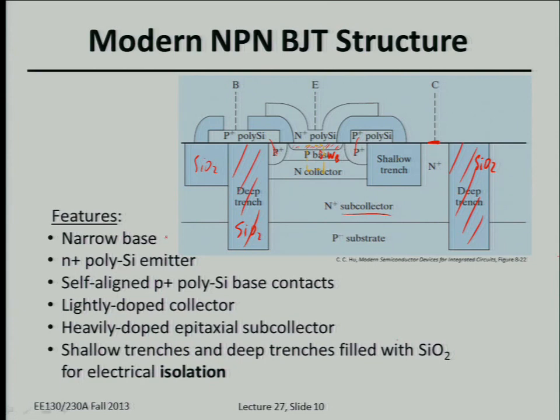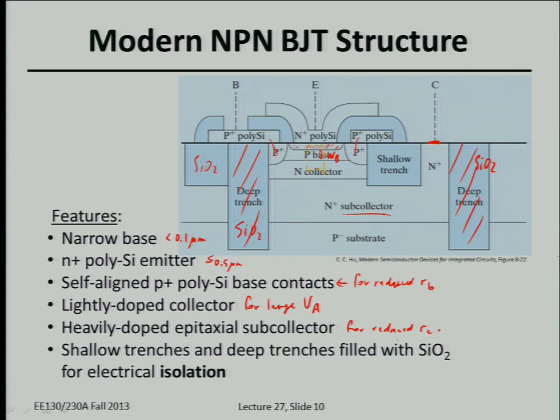Okay, so let me just put in some numbers here. The base is typically less than 0.1 micron. The emitter might be on the order of less than 0.5 micron thick. And these self-aligned contacts are for reduced base resistance, so let's call it R sub B. A lightly doped collector is for large Early voltage, to minimize the base width modulation effect. The heavily doped epitaxial subcollector is for reduced collector resistance, and that's pretty much it.